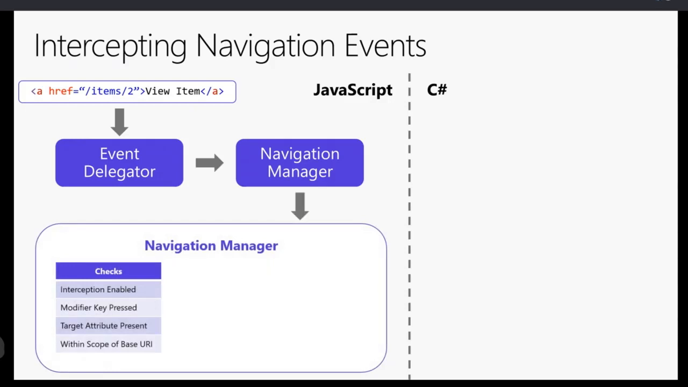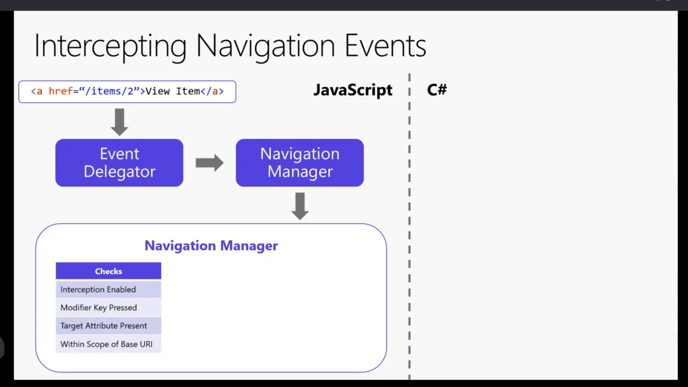The navigation manager is then going to go off and it's going to do some checks. So the first thing it's going to do is check to see if interception is enabled. Now, this is enabled by Blazor's router when it boots up, and it's quite an important check because if the router is not there, it's failed to boot, whatever, then the navigation manager is not going to continue to handle the event because there's nothing further downstream to deal with it.